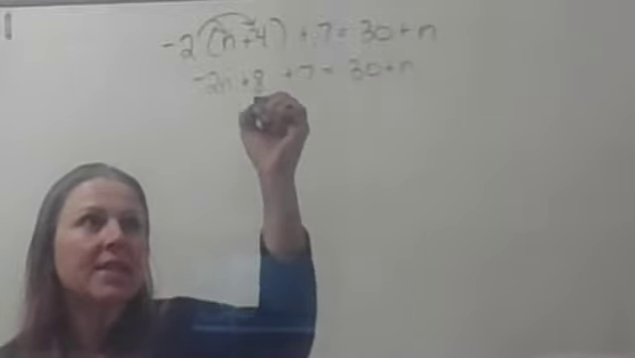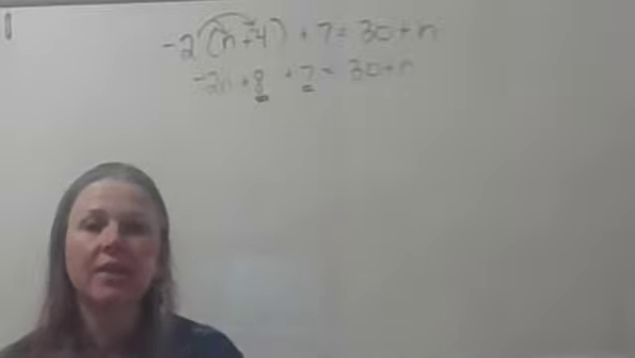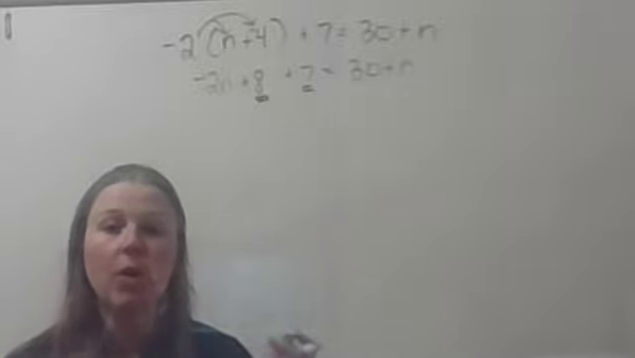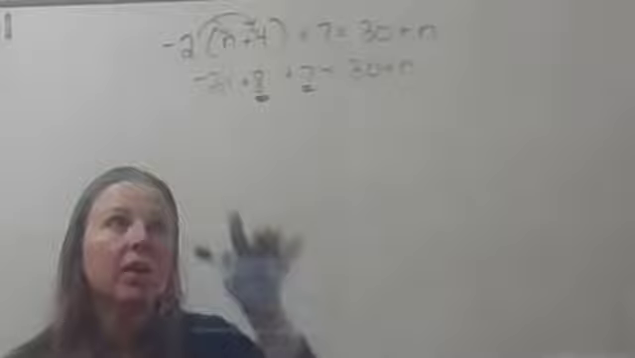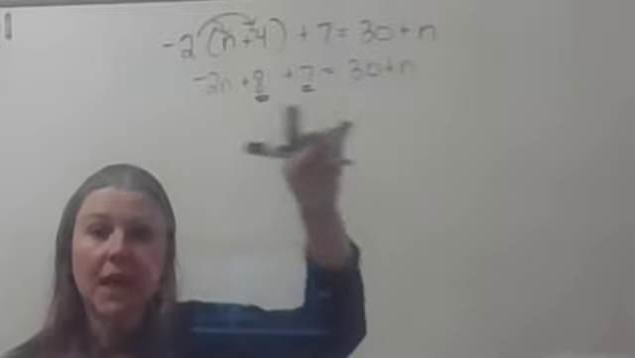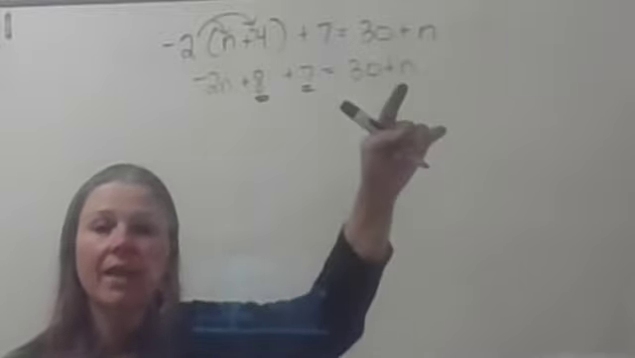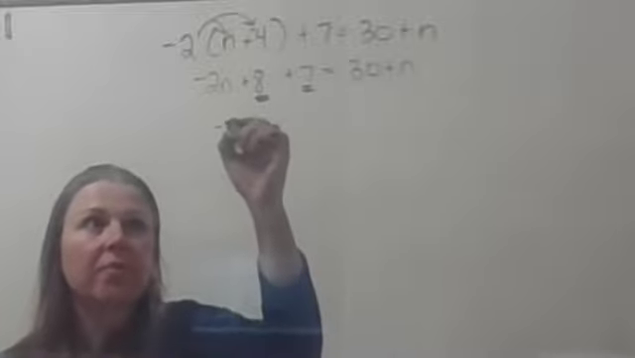So I'm noticing that the 8 and the 7 are on the same side of the equation. So I'm going to go ahead and put those together right now. There are multiple correct steps here. You could literally move any of these to the opposite side.